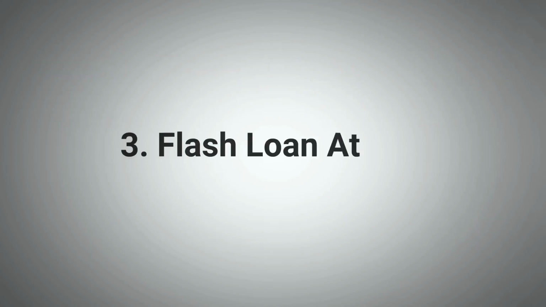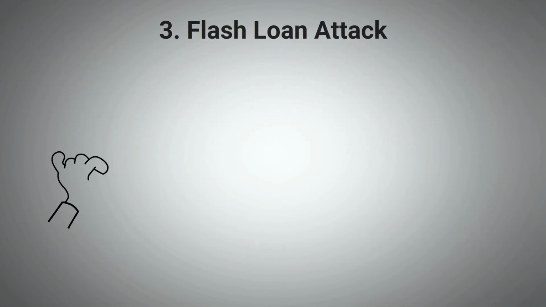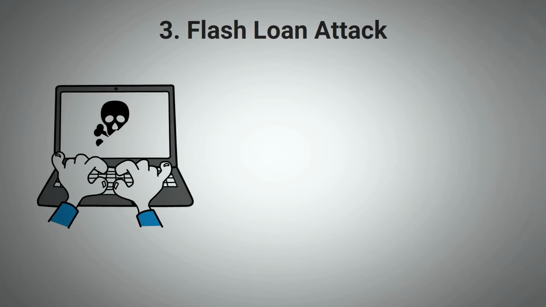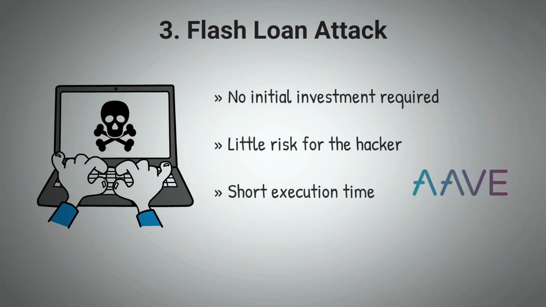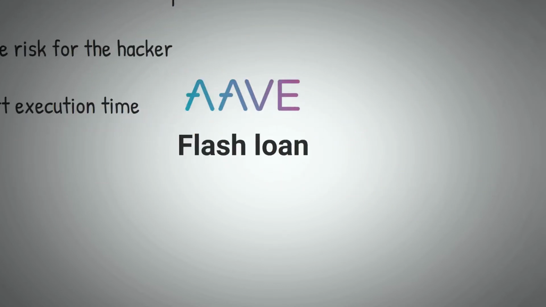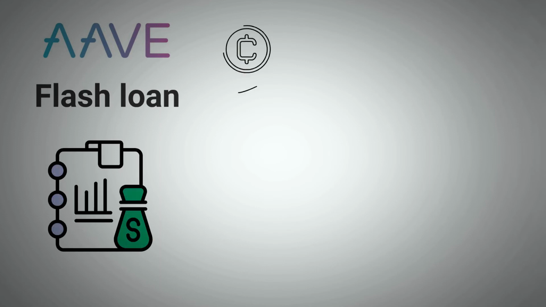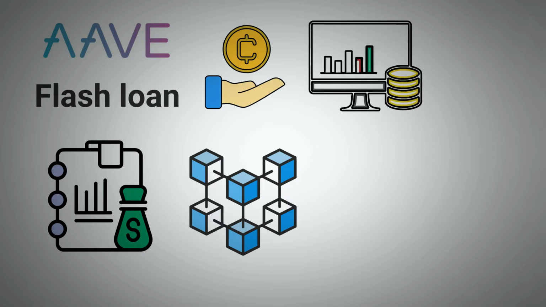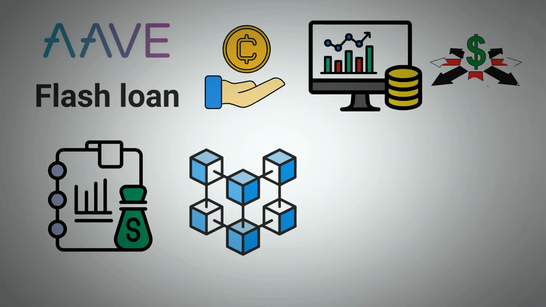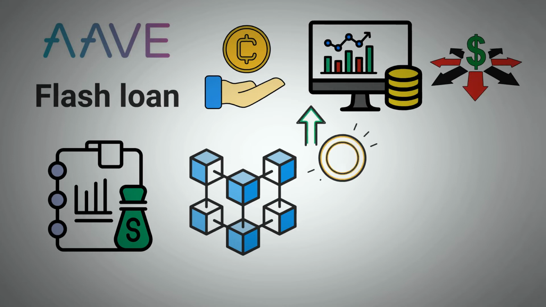Number 3, flash loan attack. The flash loan attack is a common method of attack in DeFi due to its low barriers to entry, no initial investment required, little risk for the hacker, and short execution time, often only a few seconds. Aave, a decentralized protocol, popularized the idea of a flash loan, in which borrowers could borrow money without putting up collateral so long as they repaid the loan in the same block of blockchain transactions on which the original loan was issued. The purpose of the smart contract is to facilitate arbitrage opportunities between trading platforms, allowing traders to profit from such swaps.